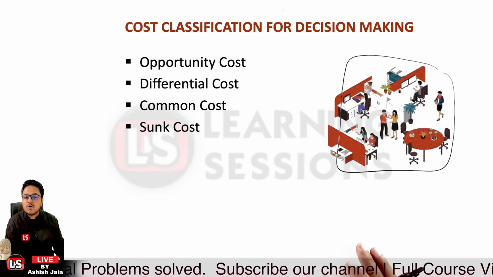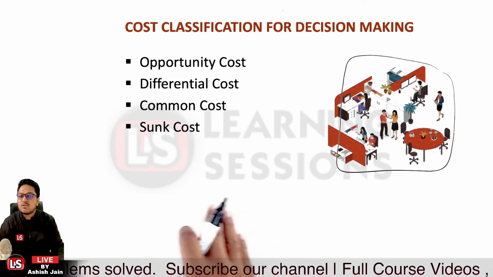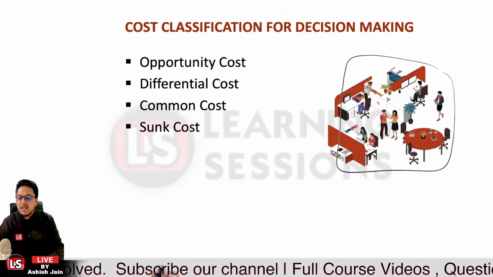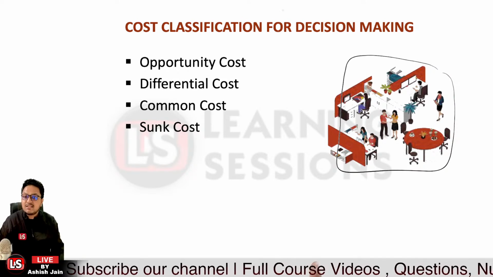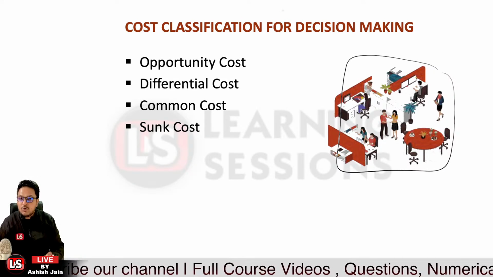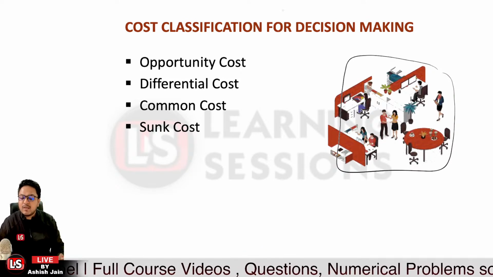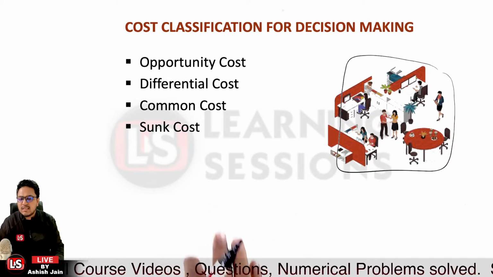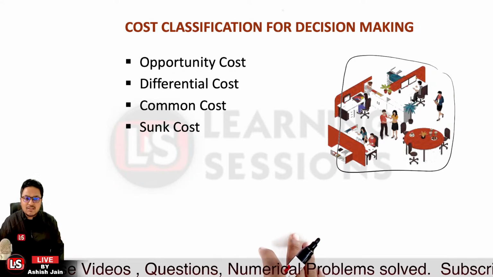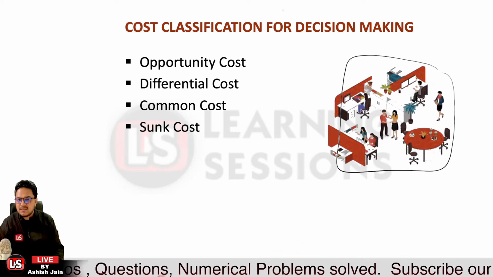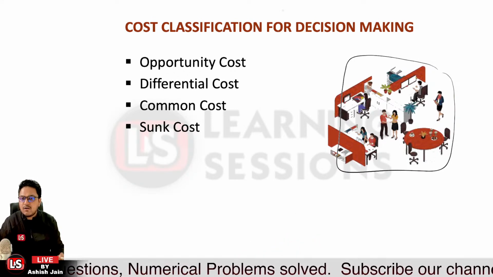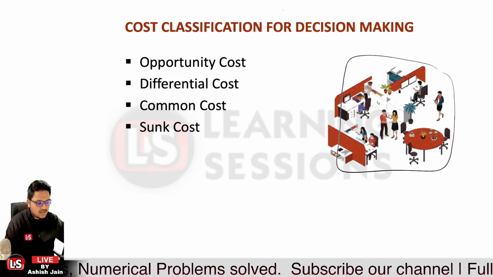Then it's the sunk cost. Sunk cost is somewhat related to the historical cost. We have understood the historical cost. Historical cost was related to the expenses that have already been incurred. Okay, we cannot change them, we cannot reduce them, we cannot control them. Sunk cost is also the same thing, where we have already incurred the expenses and we cannot reduce them, we cannot control them. That is the sunk cost itself.